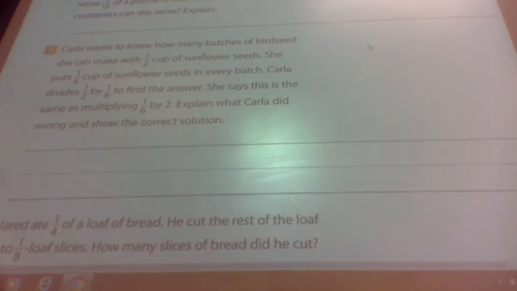So let's explain y'all problem. It says, Carla wants to know how many batches of bird seed she can make with 1/2 cup of sunflower seeds. She puts 1/6 cup of sunflower seeds in every batch. Carla divides 1/2 by 1/6 to find the answer. She says this is the same as multiplying 1/6 by 2.